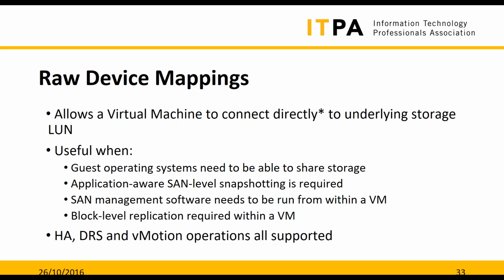Application-aware SAN level snapshotting. So if you're using Exchange or SQL and you've got licenses on your SAN that allow it to take application-consistent snapshots, you generally need to do that through RDMs, or sometimes you can do it through iSCSI mappings, where the VM has iSCSI enabled and talks to your iSCSI. Or if you need to do block level replication from within a VM. So you need to control block level replication or storage level replication basically. HA, DRS, and vMotion operations are all supported.